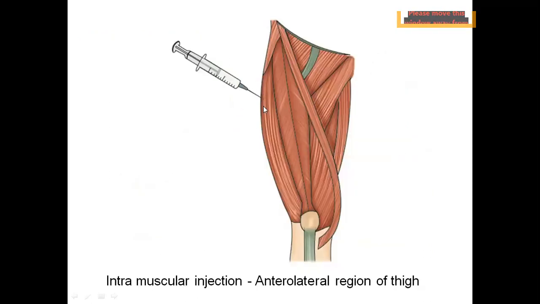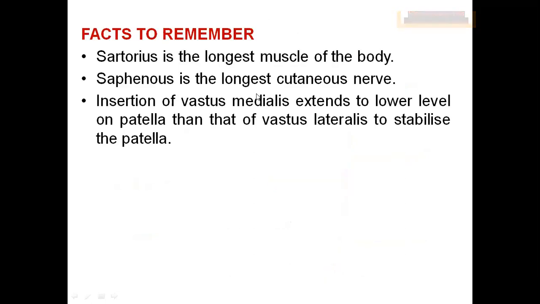Usually the anterolateral region of the thigh is chosen sometimes to give intramuscular injections. Certain facts I want you to remember: sartorius is the longest muscle of the body, the saphenous nerve is the longest cutaneous nerve, and of course the great saphenous vein is the largest vein. The insertion of vastus medialis extends to a lower level of the patella than vastus lateralis, to stabilize the patella bone.